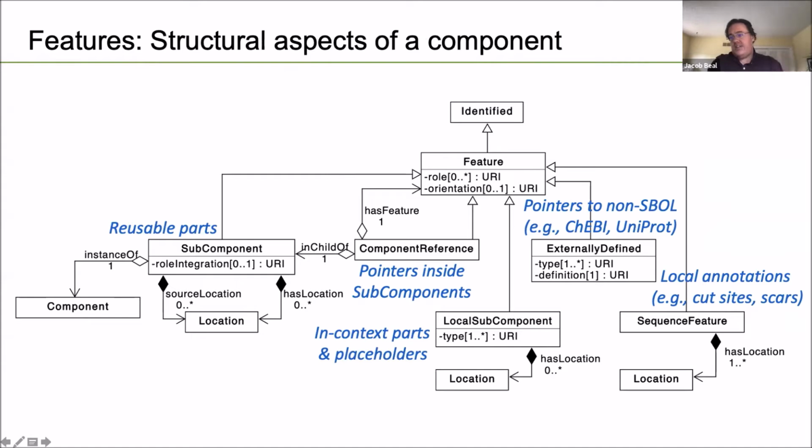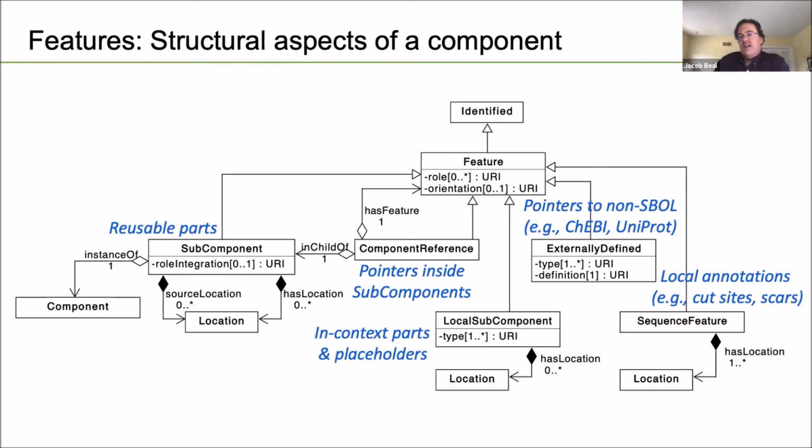So features, then, let us talk about the structural aspects of a component. There's several different types of features. Subcomponents are reusable parts, like that coding sequence in there, we're going to use as a subcomponent because I've got a GFP part in the iGEM library that is what that GFP is. I can talk about that being used in a bunch of different systems. So subcomponent says I have that GFP design over there, E0040, I'm going to use E0040 here in this design.